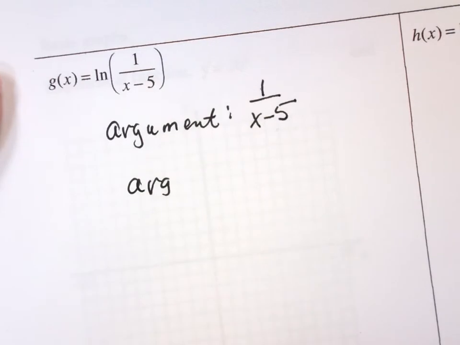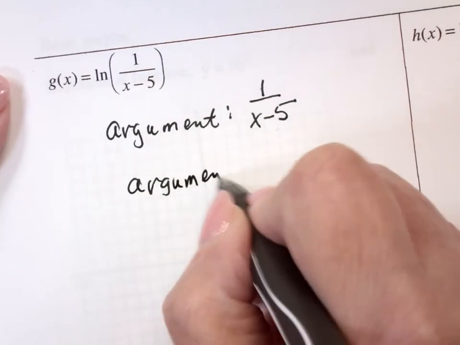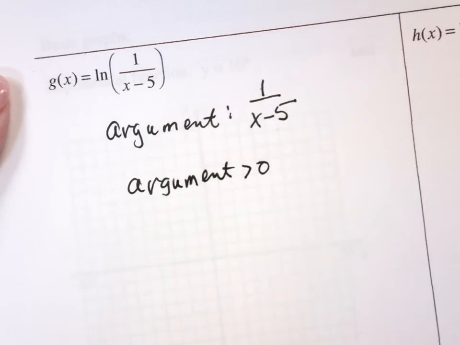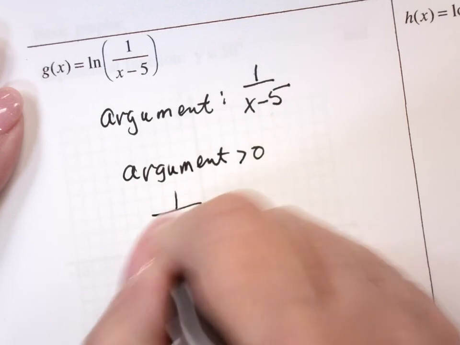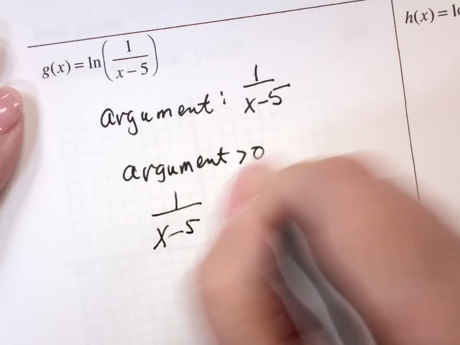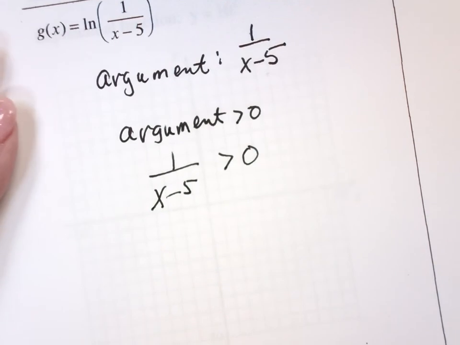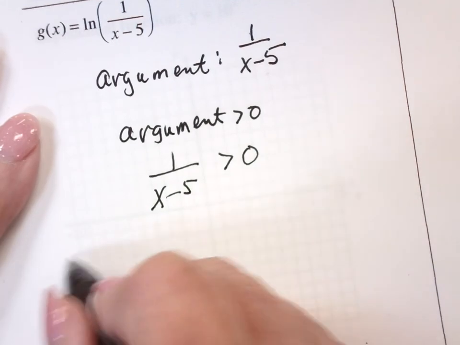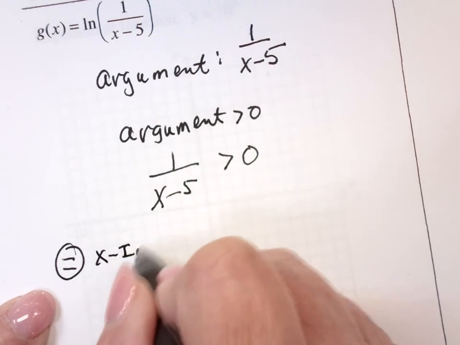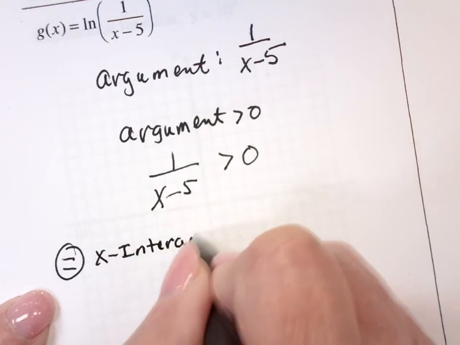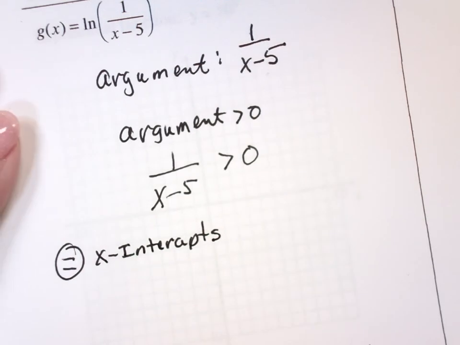The argument is 1 over x minus 5, so we know that the argument must be positive. So 1 over x minus 5 must be positive. Well, I go after the x-intercepts. That's where the numerator equals 0, by the way.